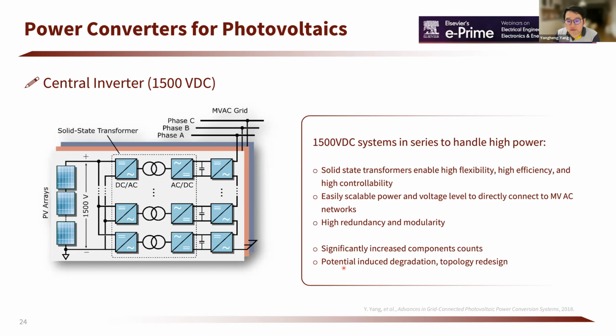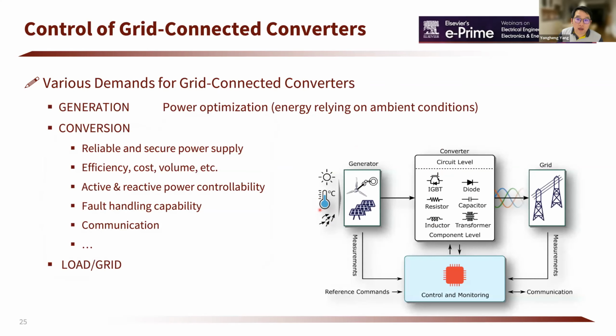Then you may have this potential induced degradation, and the topology may need to be redesigned to accommodate this higher DC voltage. Yeah, that was about the power electronics converters for wind and solar PV.